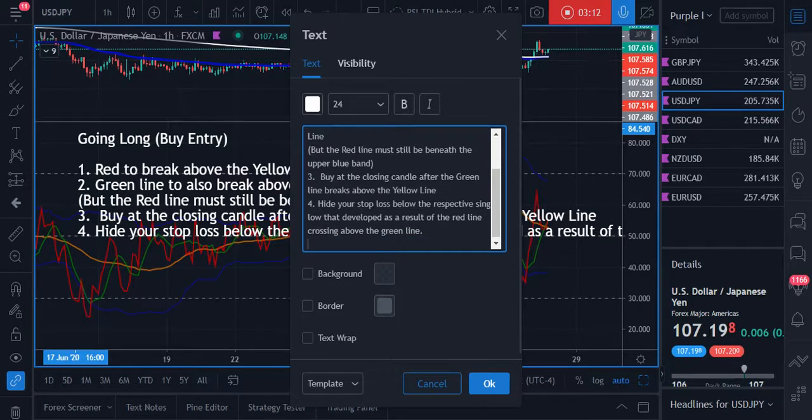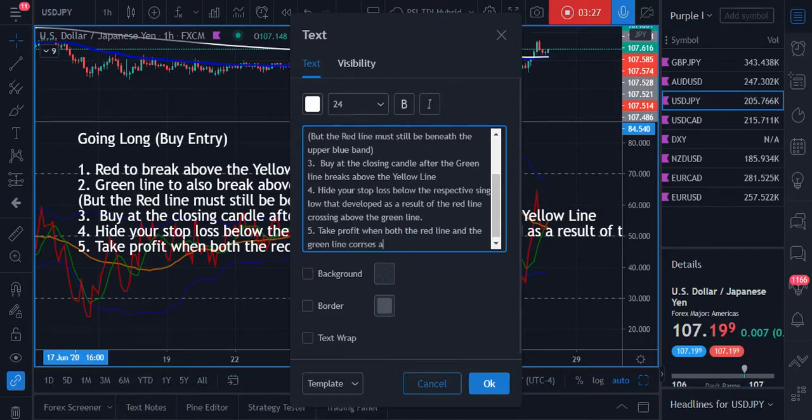And then when it comes to take profit, number 5, you're going to take profit when both the red line and the green line cross above the 70 level. So this is what you're looking for within the strategy. These are the things that we're going to go over, okay?